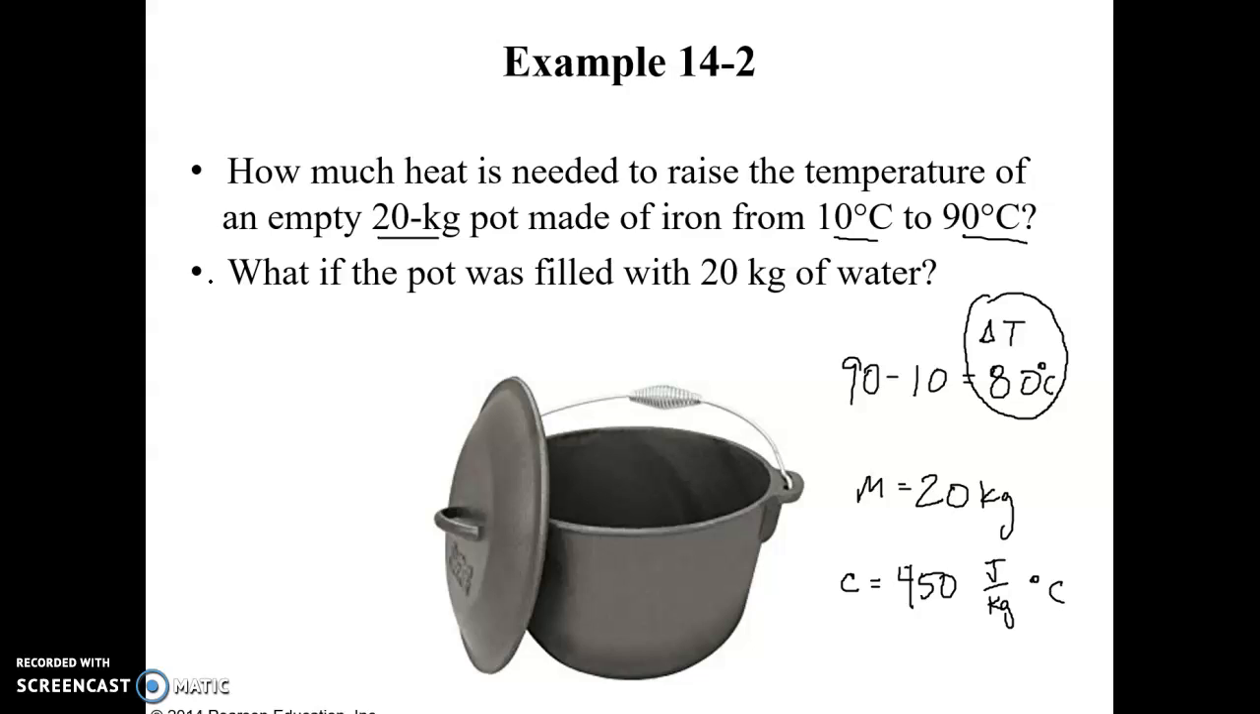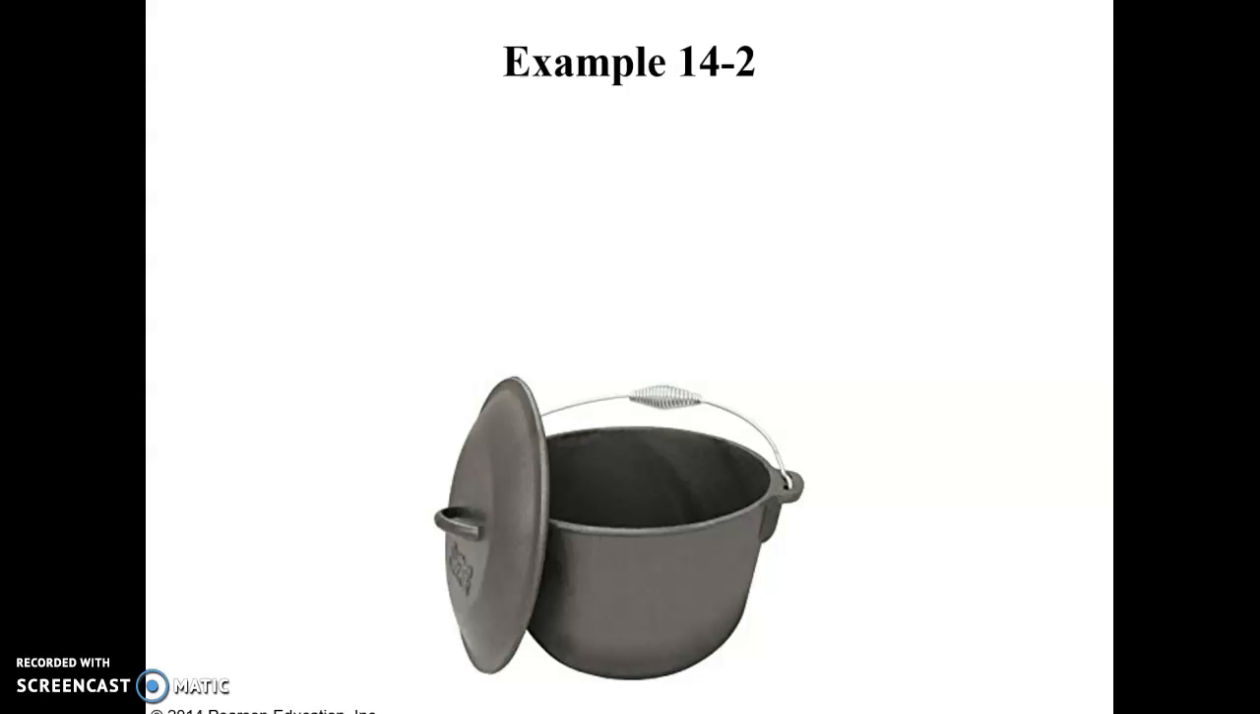Okay, and then in part B of the question, we want to know how much energy would it require if the pot was filled with 20 kilograms of water. So let's first look at the cast iron here. We've got these variables, and so the heat, Q, the heat that needs to flow into this pot for just the pot when it's empty, is mc delta T. So the mass was 20 kilograms.